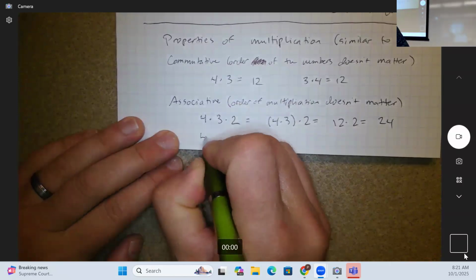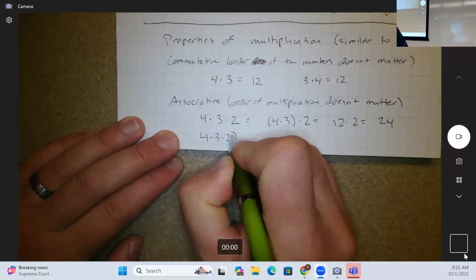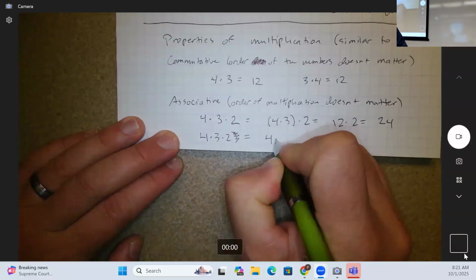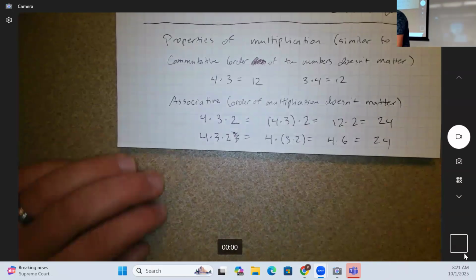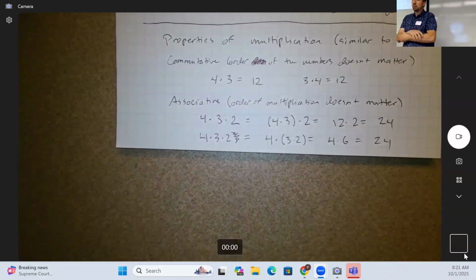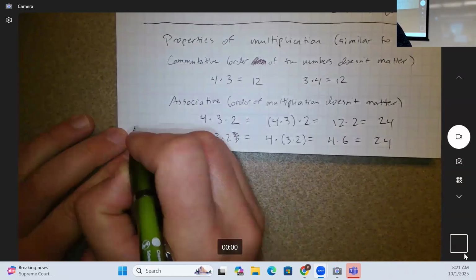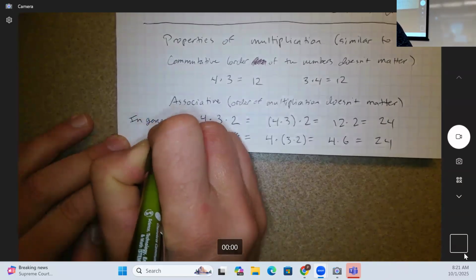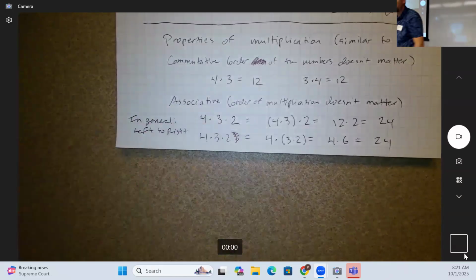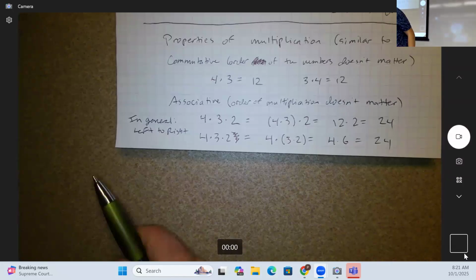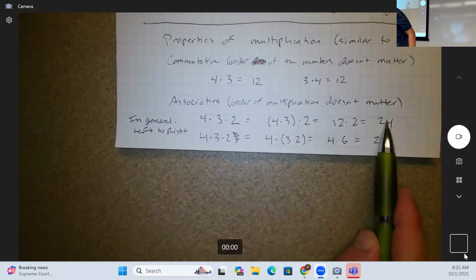Anyway, if I change the order of the actual multiplication, and I do the 3 times 2 first, that's 4 times 6, which is also 24. Doesn't matter which multiplication I do first. In general, work left to right if there aren't parentheses, because as soon as we mix different operations, we have to be careful. But if there aren't parentheses, pick left to right. It'll get you the same answer.